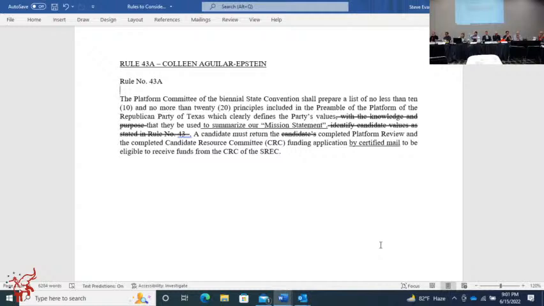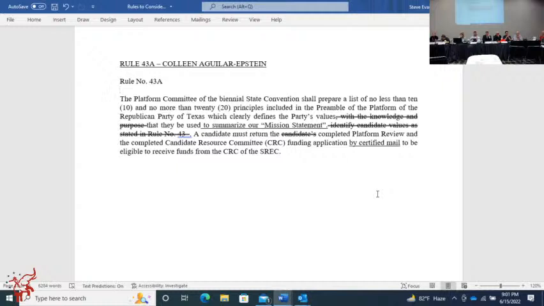I believe this is not inconsistent with the language of the 15 principles that then go into the platform, but this is really talking about the preamble of the platform. It says the platform committee gets to pick 10 to 20 principles to be included in the preamble, which clearly define the party's values. It strikes out "with knowledge and purpose," because that's redundant. They be used to summarize our mission statement, period.